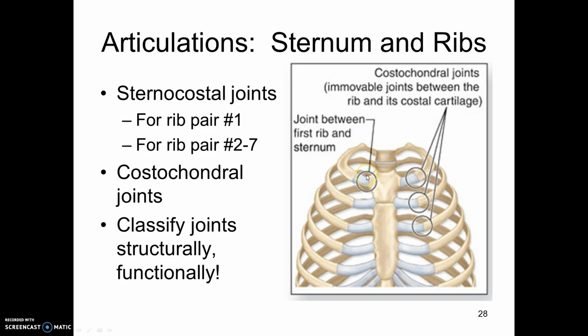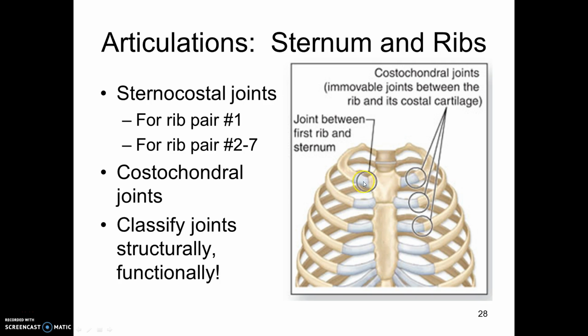So if you'll recall in chapter 9, the articulation between the rib and the costal cartilage is a cartilaginous joint that, because this is a hyaline cartilage, is going to be called a synchondrosis. So a cartilaginous synchondrosis for the costochondral joint. This is the anatomical name of that joint, the costochondral joint, between the costal cartilage and rib pair 1, the costal cartilage and rib pair 2, and so forth. So the costochondral joint is structurally classified as a cartilaginous synchondrosis, as is the first sternocostal joint.